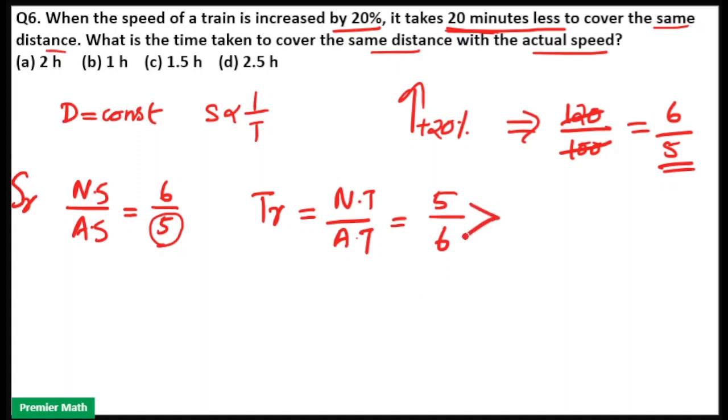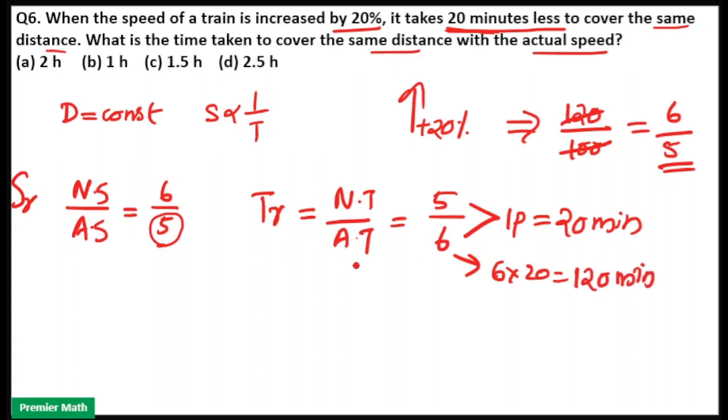So, difference between 5 part and 6 part is equal to 1 part. So, ratio time difference is equal to 1 part, but the actual time difference in the question is 20 minutes, because when speed is increased by 20%, it takes 20 minutes less to cover the same distance. That means actual time difference is 20 minutes. So, 1 part is equal to 20 minutes. Ratio difference will become actual difference. 1 part is equal to 20 minutes means 6 part is equal to 6 into 20, 120 minutes.